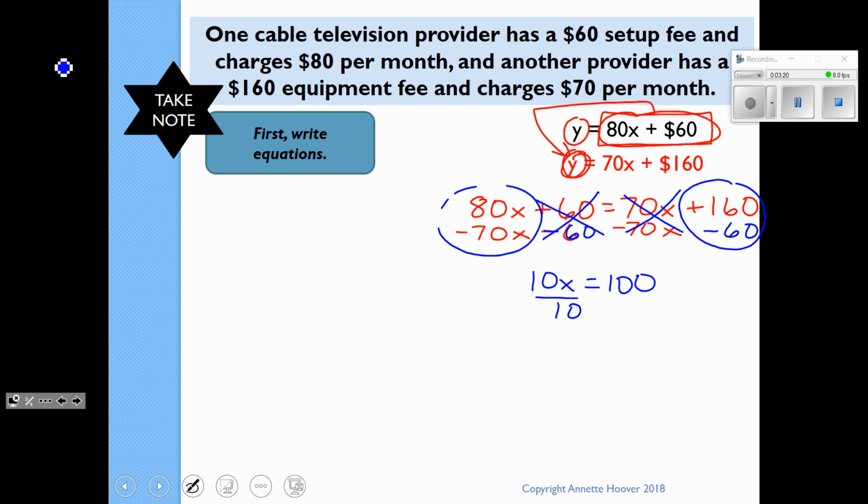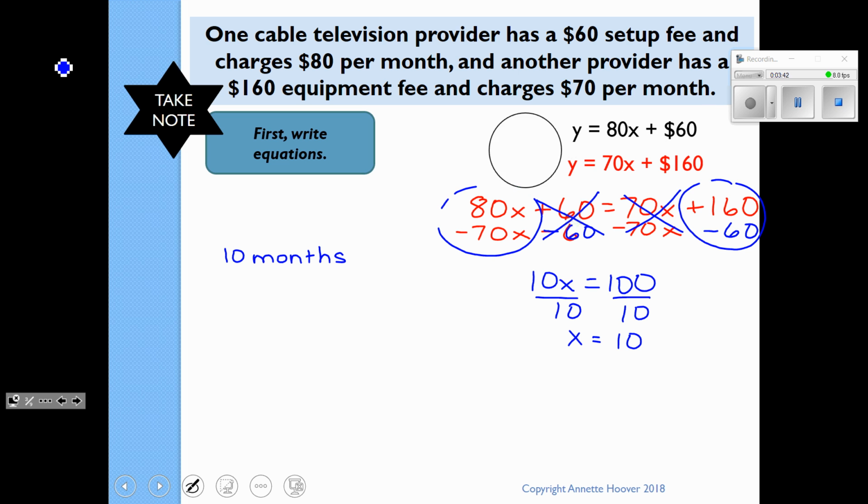And of course, 100 divided by 10 is 10. So x represents 10. Remember, x represented the number of months. So in 10 months, the cost for both cable companies will be the same. And what will that cost be? Well, we know that x is equal to 10, so now we're just going to take that 10 and plug it into either one of the original equations. You're going to get the same solution, so you can just choose whichever one looks easier.